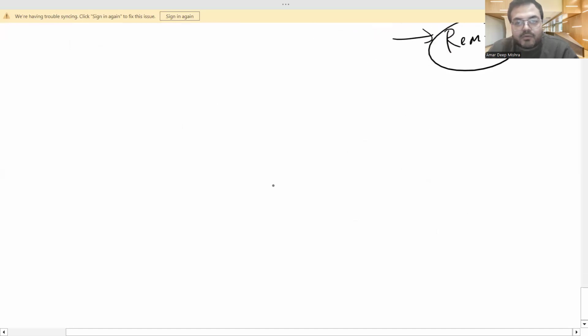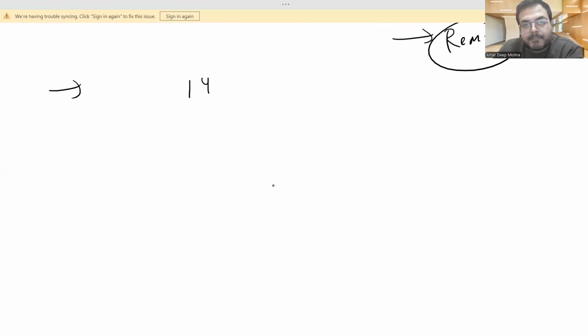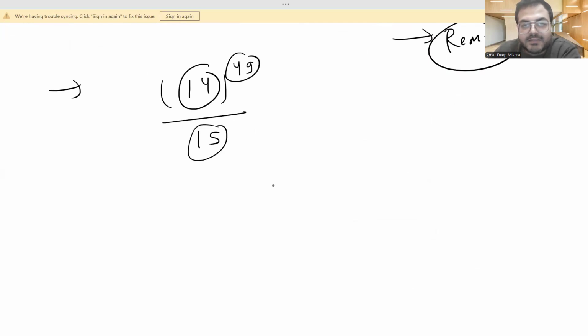I'll give you one more. I'll solve one more question for you. Let's say I have 14 to the power 49 and dividing by 15. Now look at the value of x. This is x, this is n, and this is the divisor.